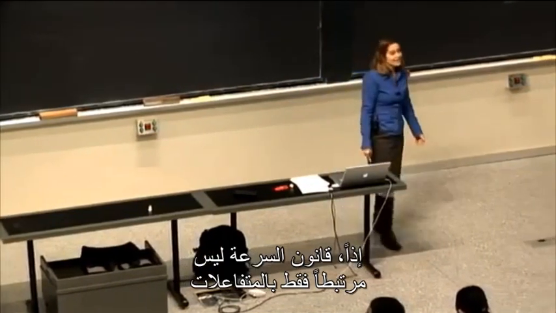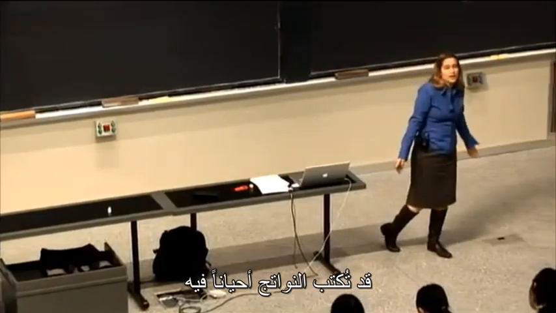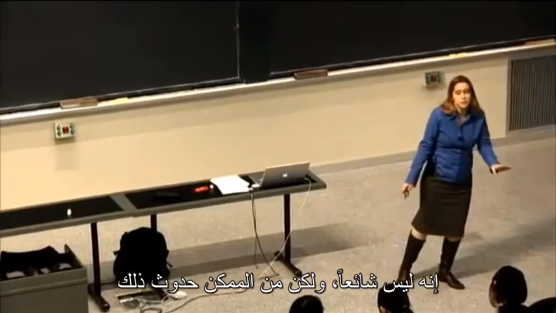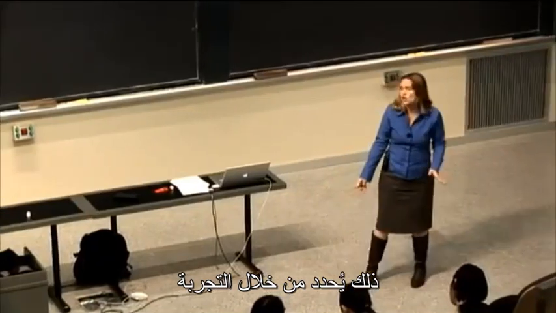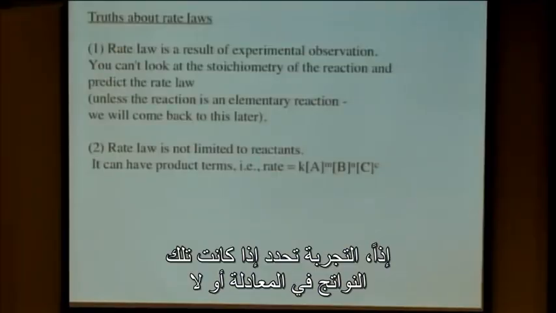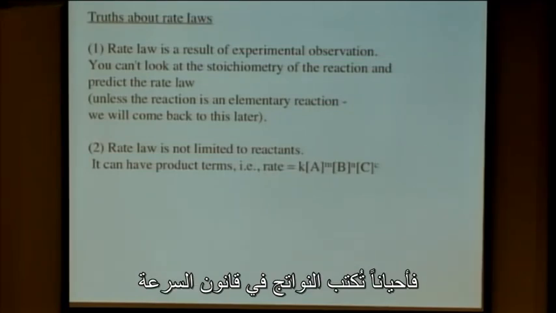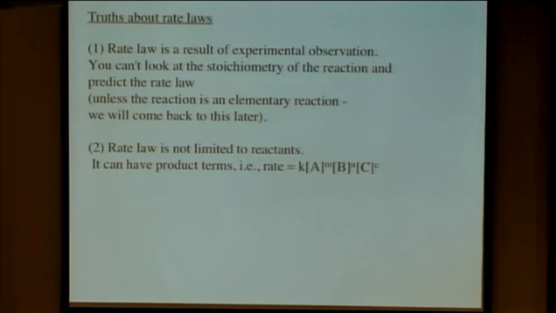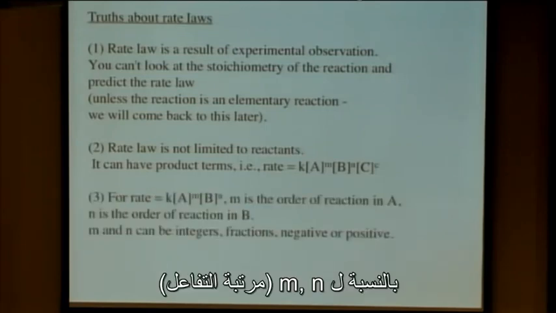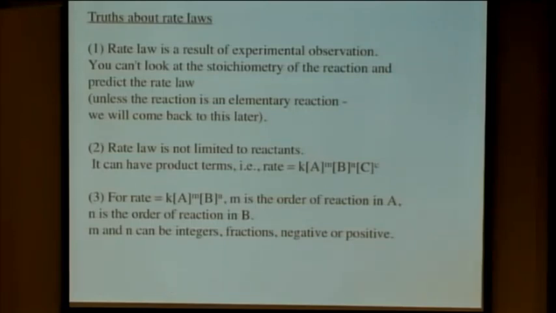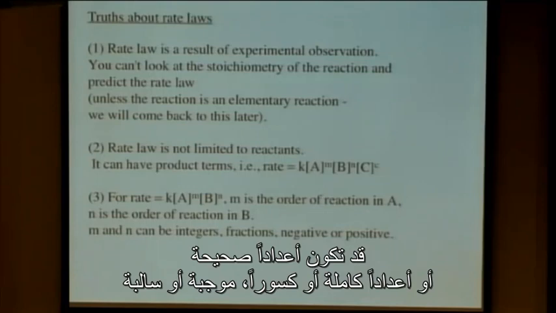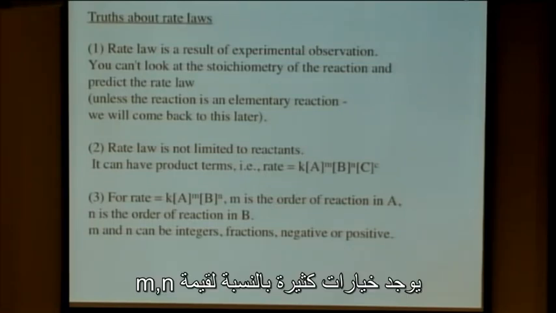So rate laws are not limited to reactants. Sometimes a product will show up. It's not that common, but it's possible. And again, it's experimentally determined. So the experiment would have to tell you whether that term is going to be there or not. So occasionally you'll see a product term in a rate law. In terms of m and n, the orders of the reaction, m and n can be integers, whole numbers, or fractions, negative or positive, lots of options for m and n.